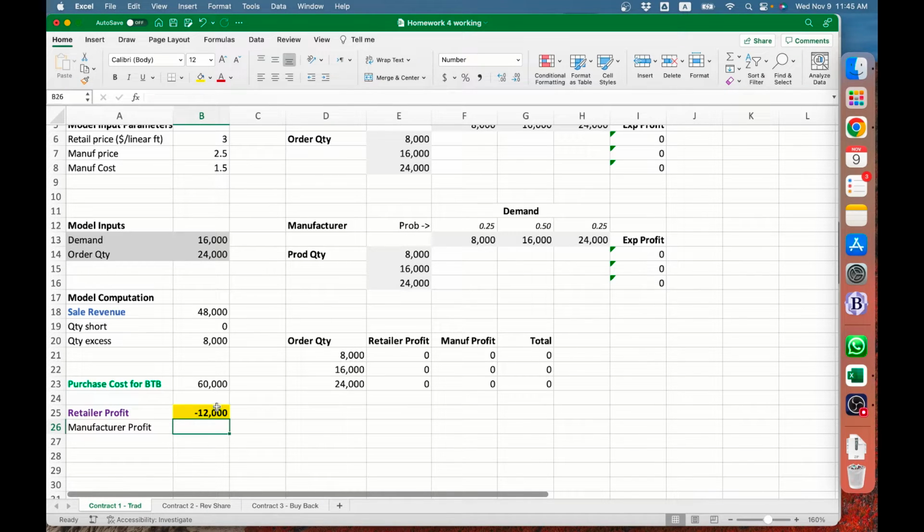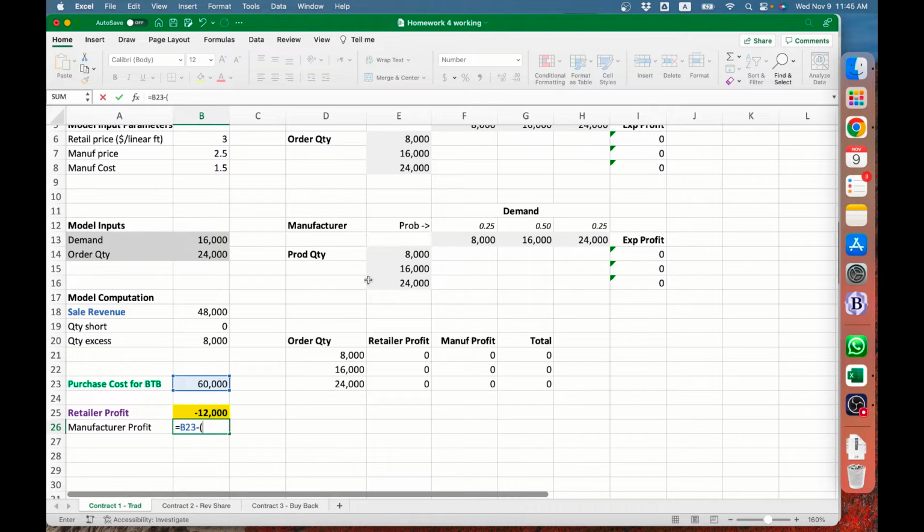So negative profit makes total sense. Manufacturer's profit now, the purchase cost for B2B is the revenue for the manufacturer. So that is the manufacturer's revenue minus, now what is the manufacturer's cost?